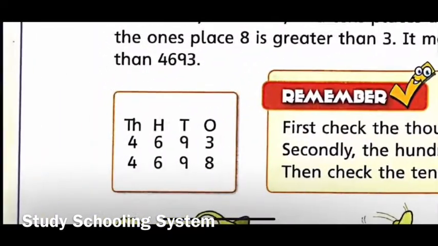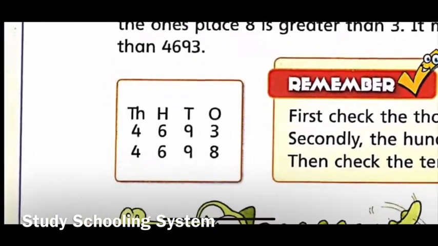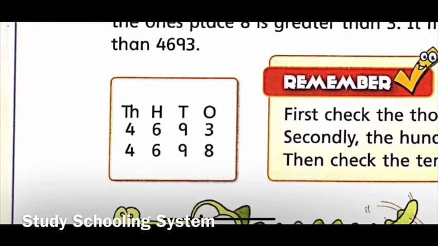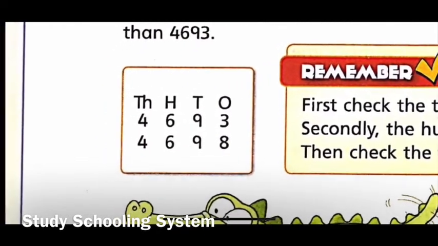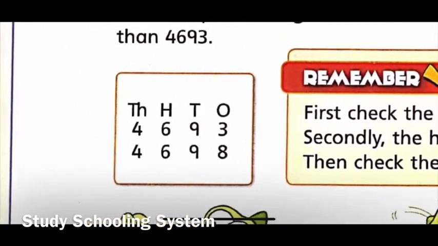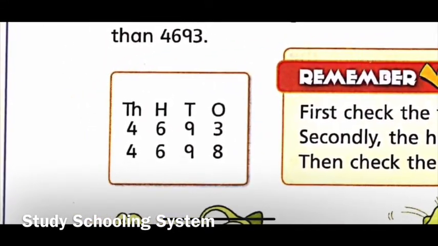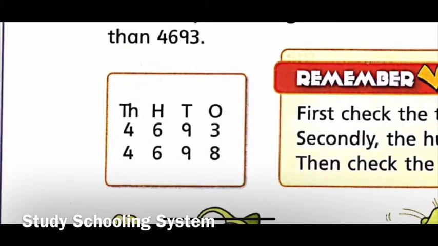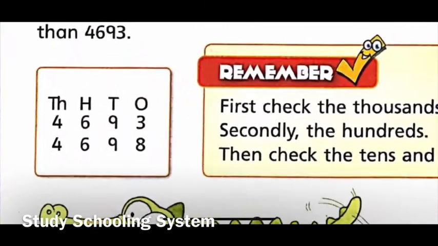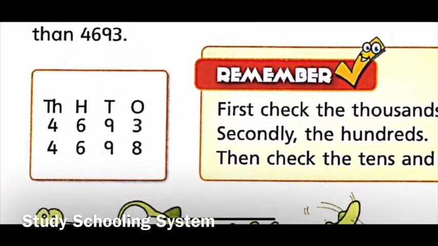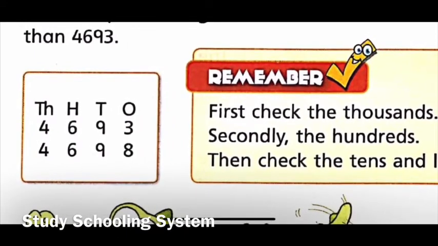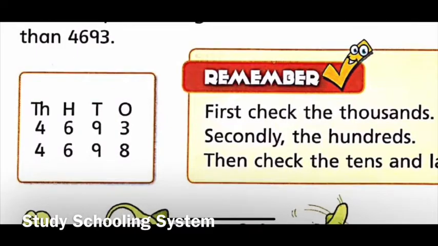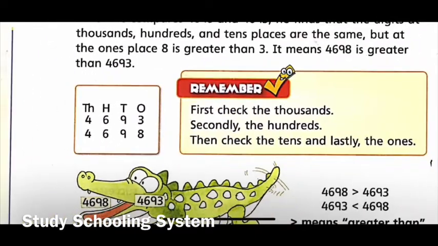Students, example में दो numbers दिए गए हैं. The first one is 4693. The second one is 4698. So what can you see in these numbers? Yes, the first three digits are the same, 4, 6, 9. But then in the ones position, one number has 3 and the other has 8. So which number is bigger, 3 or 8? Yes, of course, 8. So the second number is greater.